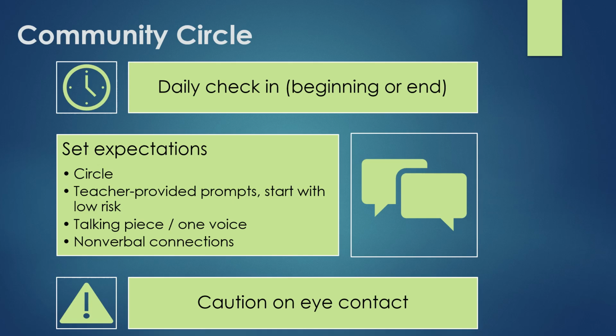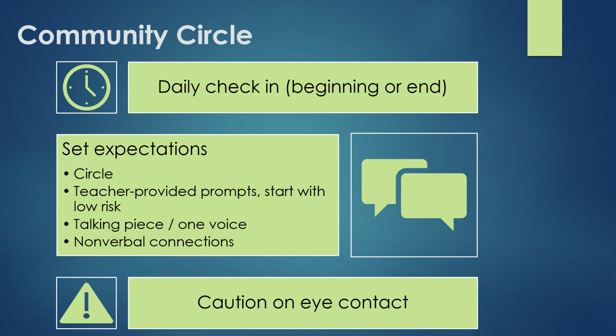Be sure to teach and practice explicit expectations. Remember that the purpose is to build safety for risk-taking, so clear expectations will avoid negative experiences in circle. Standing in a physical circle provides equitable access to see and hear the speaker. The teacher should provide prompts for sharing in a circle and begin with low-risk topics.